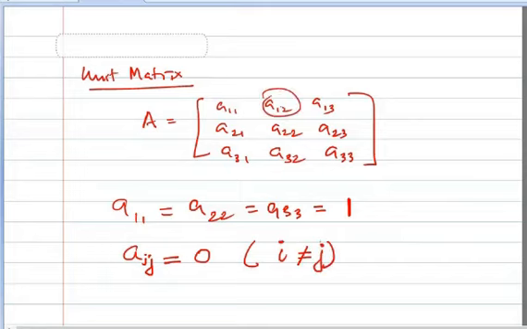will be equal to 0 provided i is not equal to j. So here I have A12. The value of i is 1 and the value of j is 2. So the i value and j value are not equal, so I am putting it as 0. All the remaining values, that is A11, A22, A33, will be equal to 1. Such types of matrices are called unit matrices.